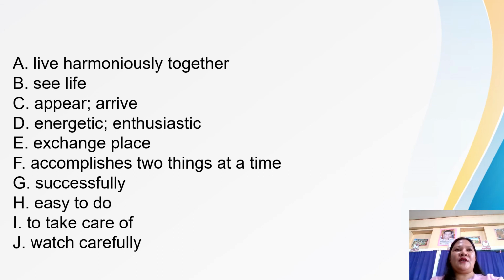Okay, so here are the choices for the activity. Letter A, live harmoniously together. B, see life. C, appear or arrived. And D, energetic or enthusiastic. E, exchange places. F, accomplishes two things at a time. G, successfully. H, easy to do. I, to take care of. And J, watch carefully. Okay, again, I will give you time to answer the activity.